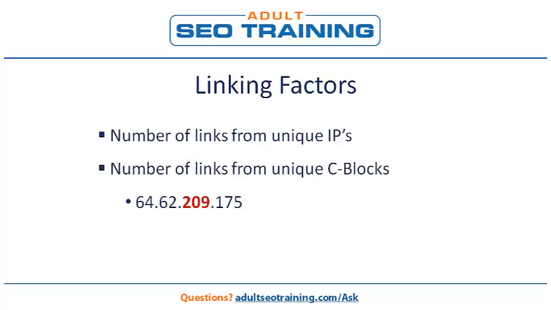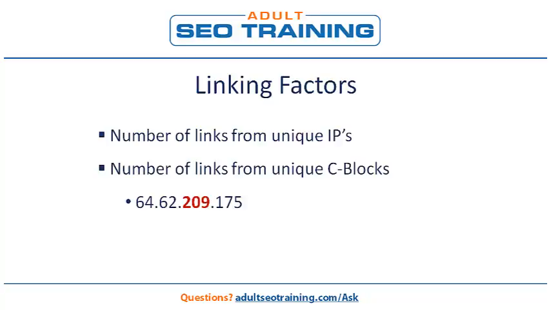So if you have 1,000 links from blogs all hosted on the same C block, they're likely to pass less value than 1,000 links from 1,000 C blocks. Because if they're all from the same C block, it's an indicator that the same webmaster gave you all those links. Or you run the site yourself and you gave yourself all those links.